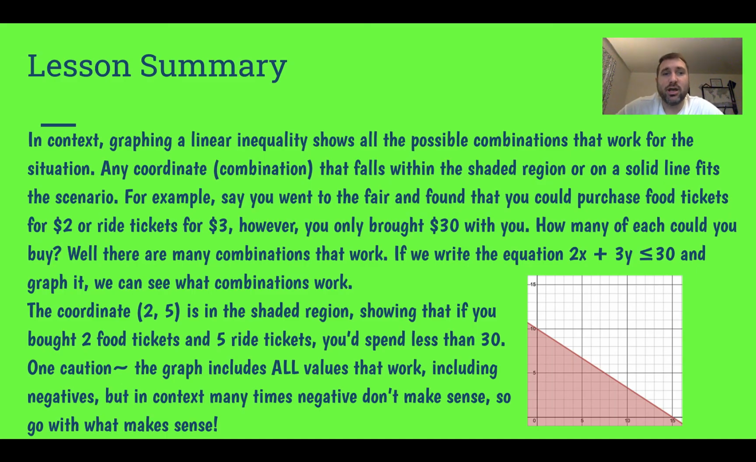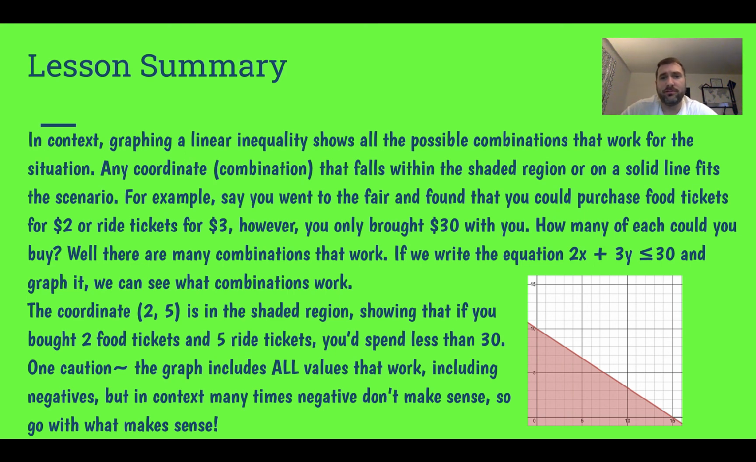In this lesson, we learned about graphing in context. So in context, graphing a linear inequality shows all the possible combinations that work for the situation. Any coordinate, so the combination of the two items or the two sets of people, any of them that fall in the shaded region or on a solid line works for that situation.